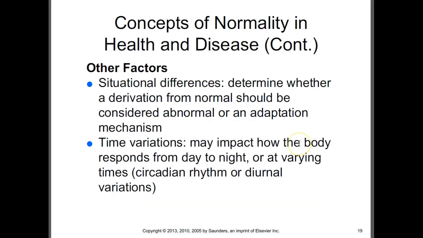Situational differences could also be considered. Any deviation from normal should be considered, even time variations. So, day-night cycles. I was just talking about this with one of my students: in the morning, our cortisol levels are very high. In the afternoon, they tend to be low. And then in the evening, they tend to peak as well.